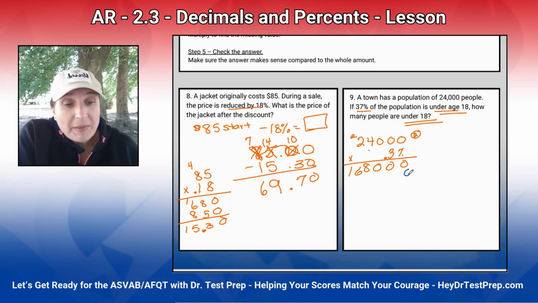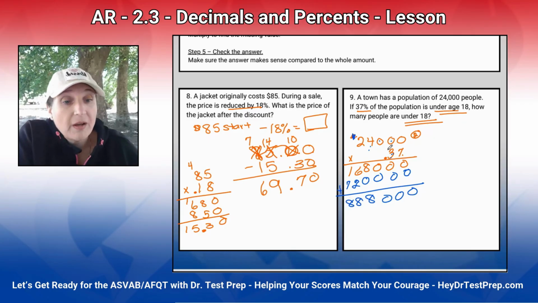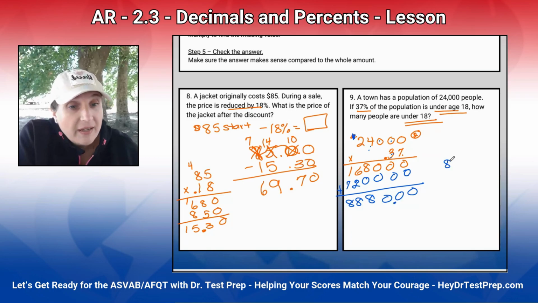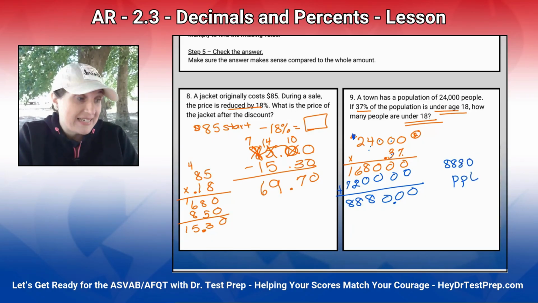Now we're going to do it again. Here's my placeholder because I'm technically in the tens place, 3 times, but now I have to do these zeros. 3 times 0 is 0, 0, 0. 3 times 4 is 12. Carry the 1. 3 times 2 is 6, plus 1 is 7. And then we add going down. Interesting number. 2 decimal points tells us that 8,880 people are under the age of 18.